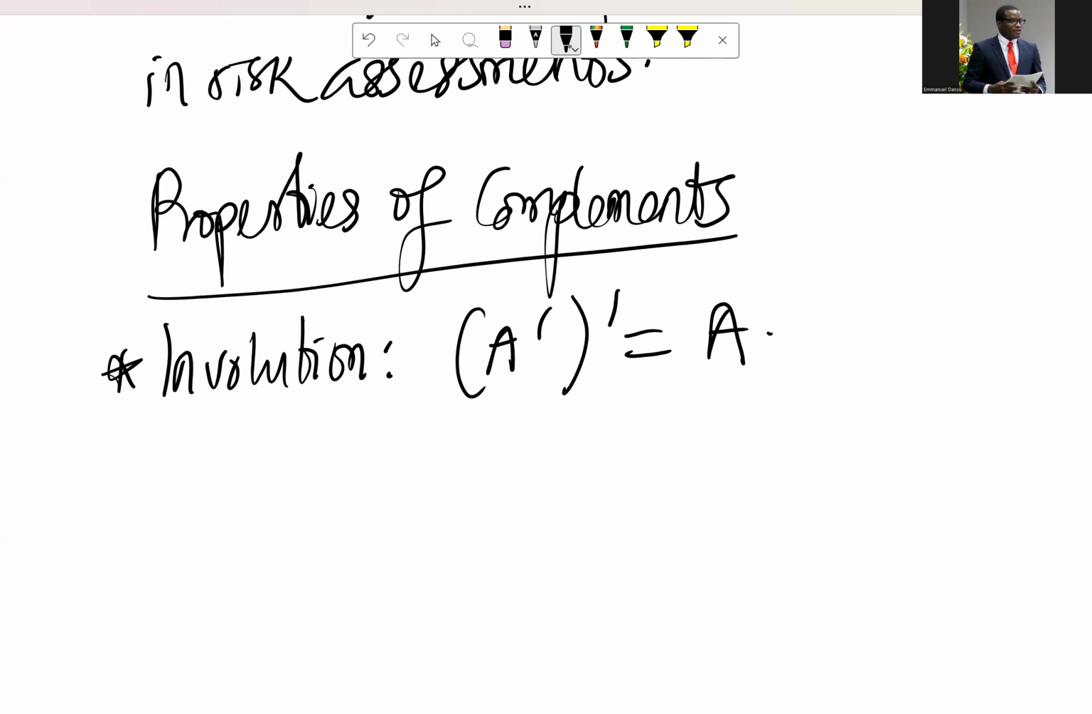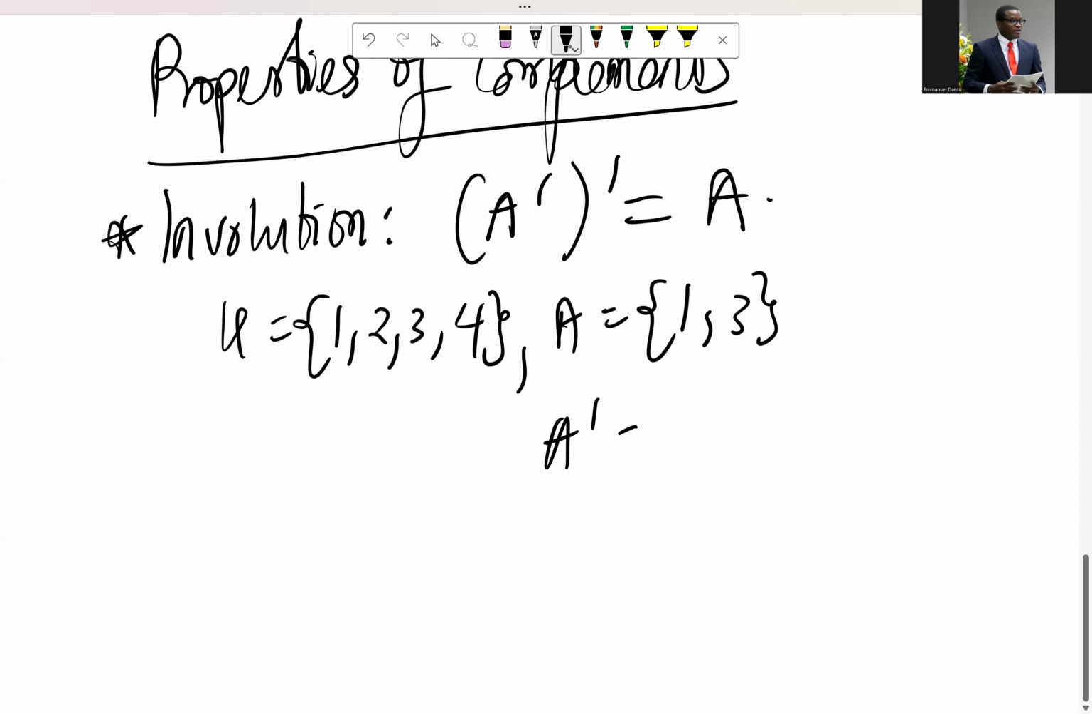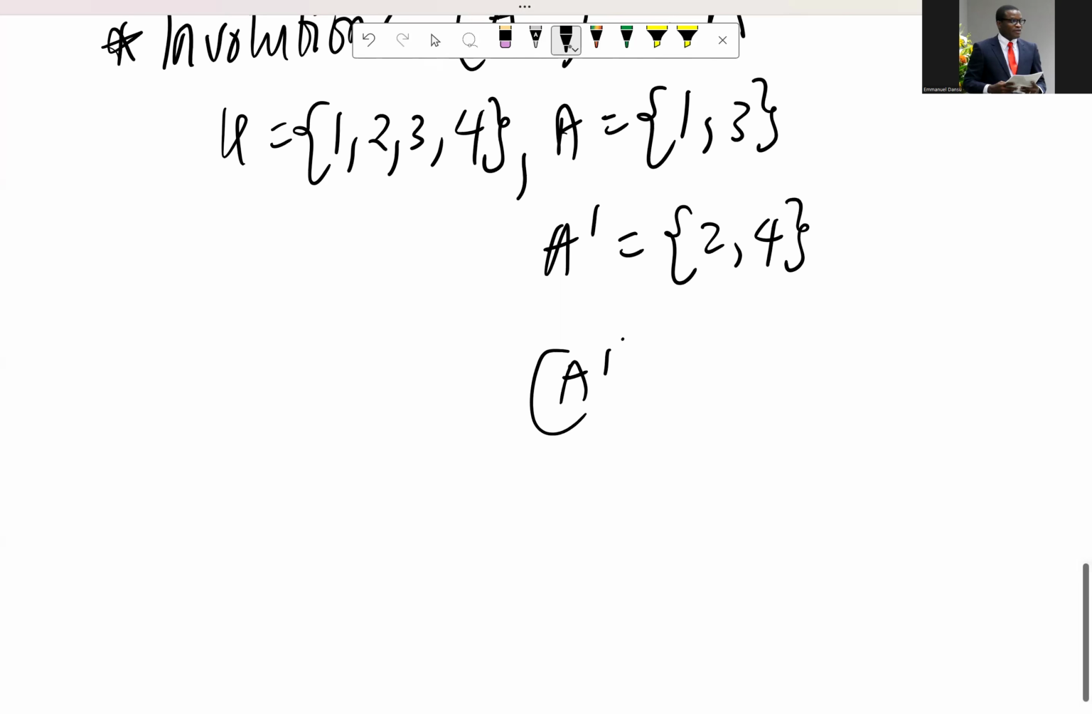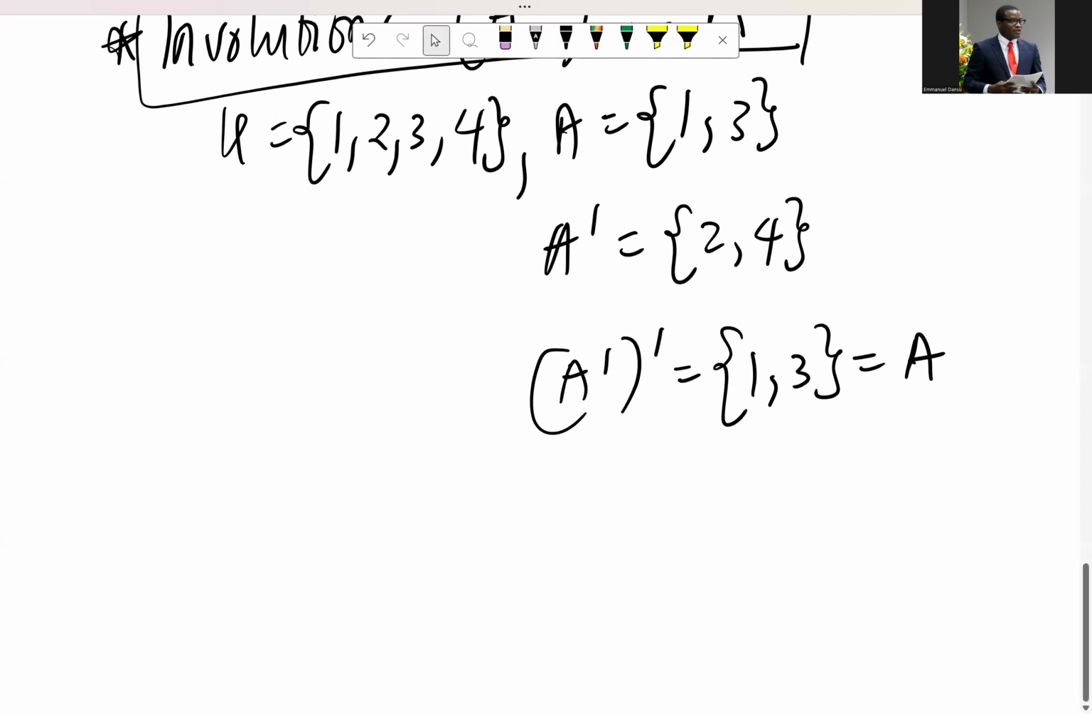So that means if our universal set is 1, 2, 3, 4, right? And then we have A to be 1, 3. Then A complement is of course 2 and 4. So if you take the complement of that A complement, that means if you strike out 2 and 4 from the universal set, you get back to A. You have 1, 3, which is again A. So involution is one of the properties of complement.